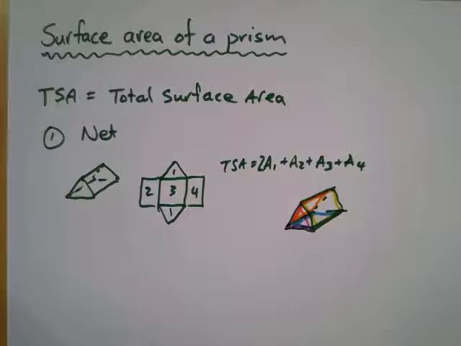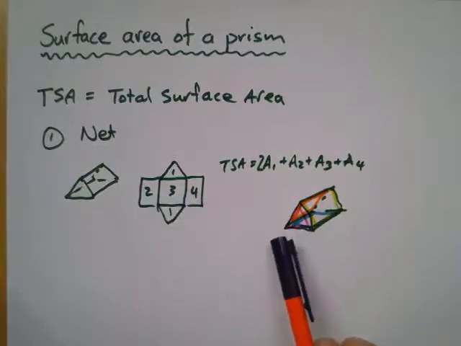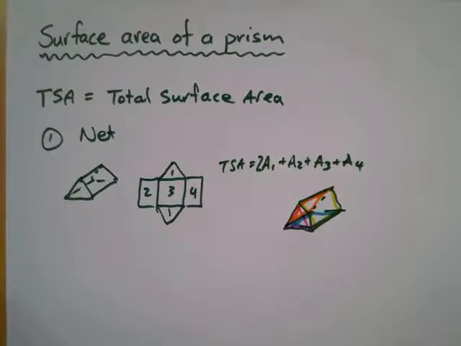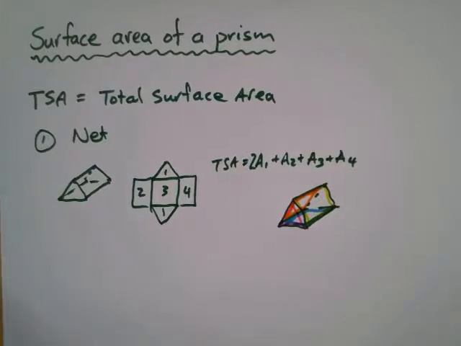So, different ways of calculating it. If the net works for you, use that. If the shape works for you, please use that. I would like you not to learn any formulas for this. The easiest way is to unfold and calculate all the surfaces of the prism.